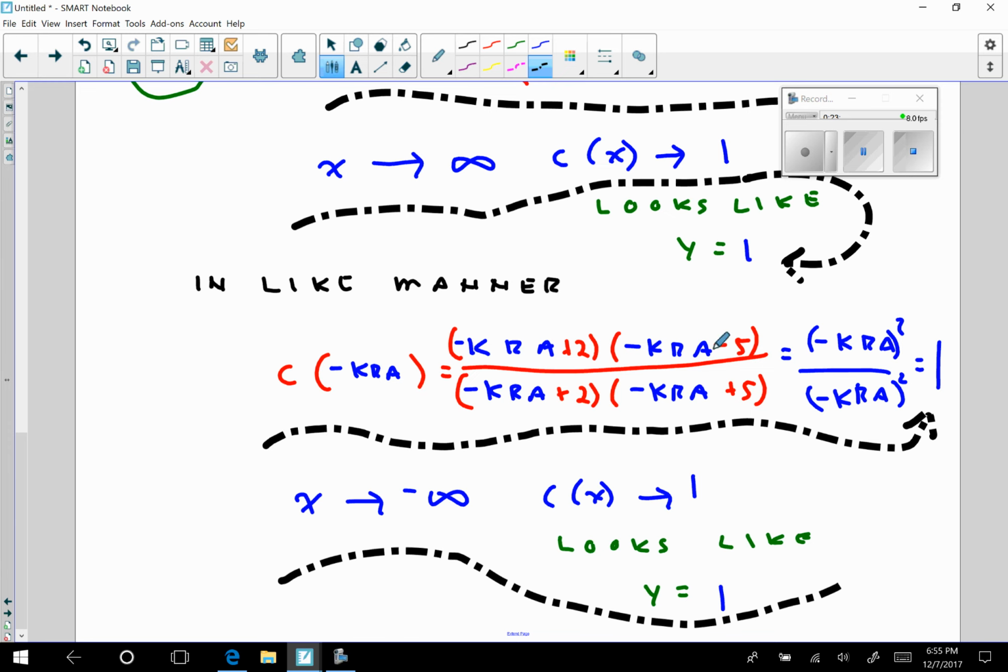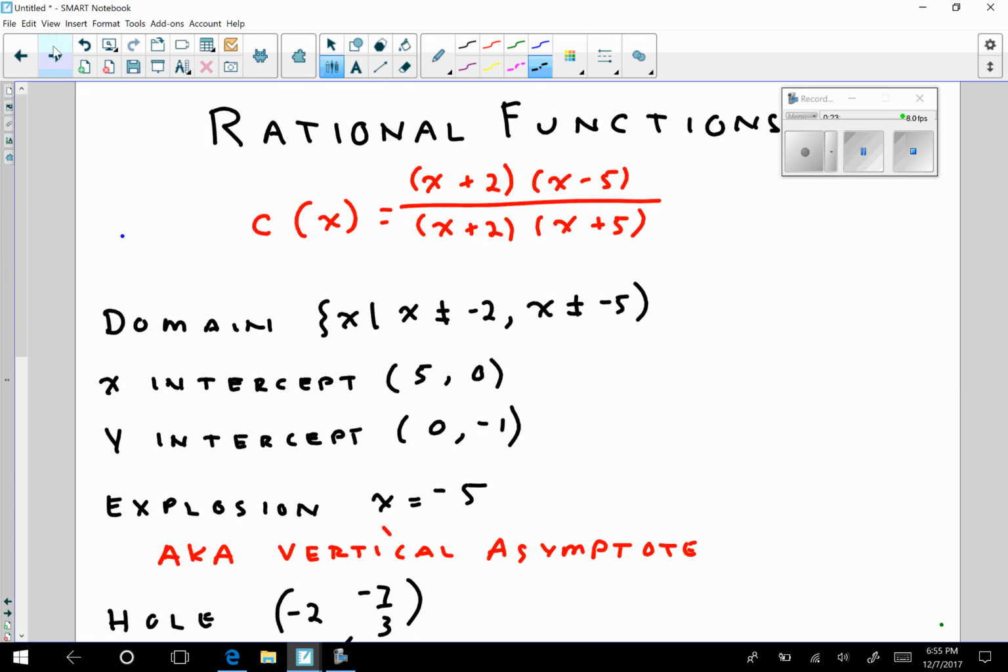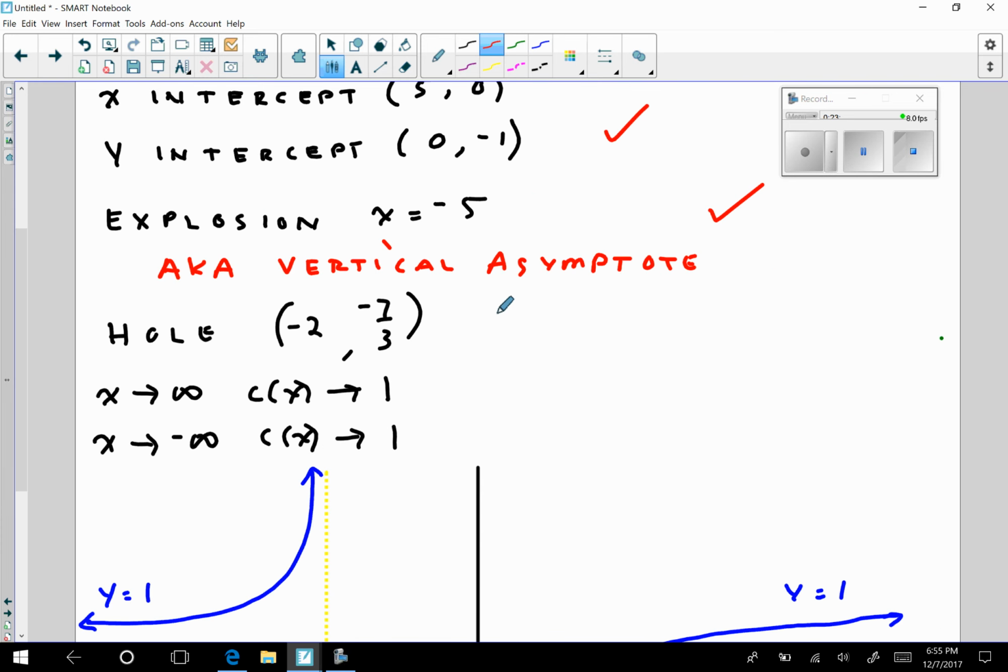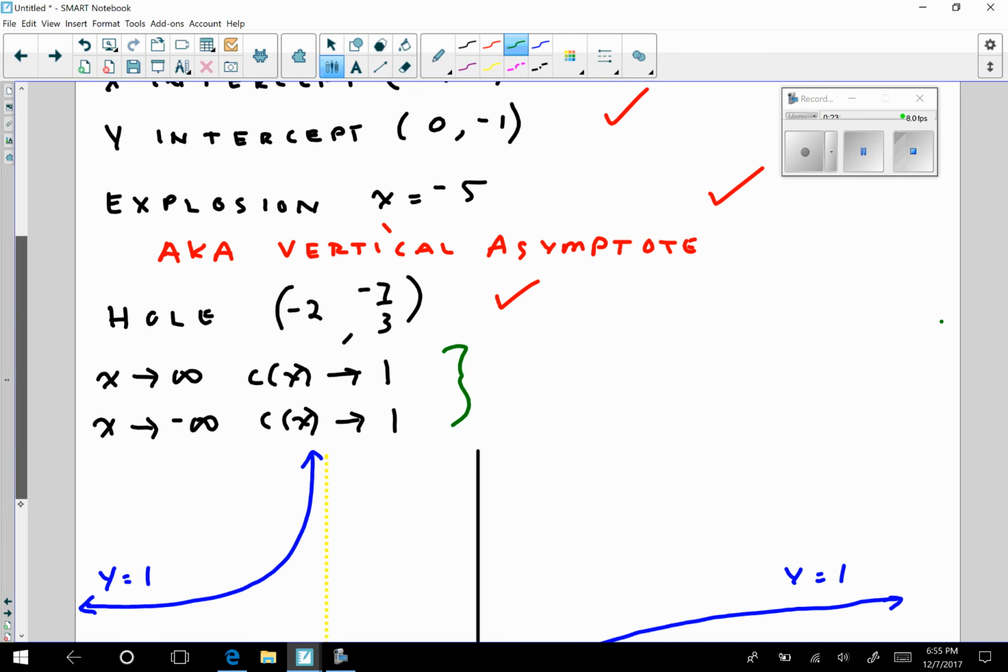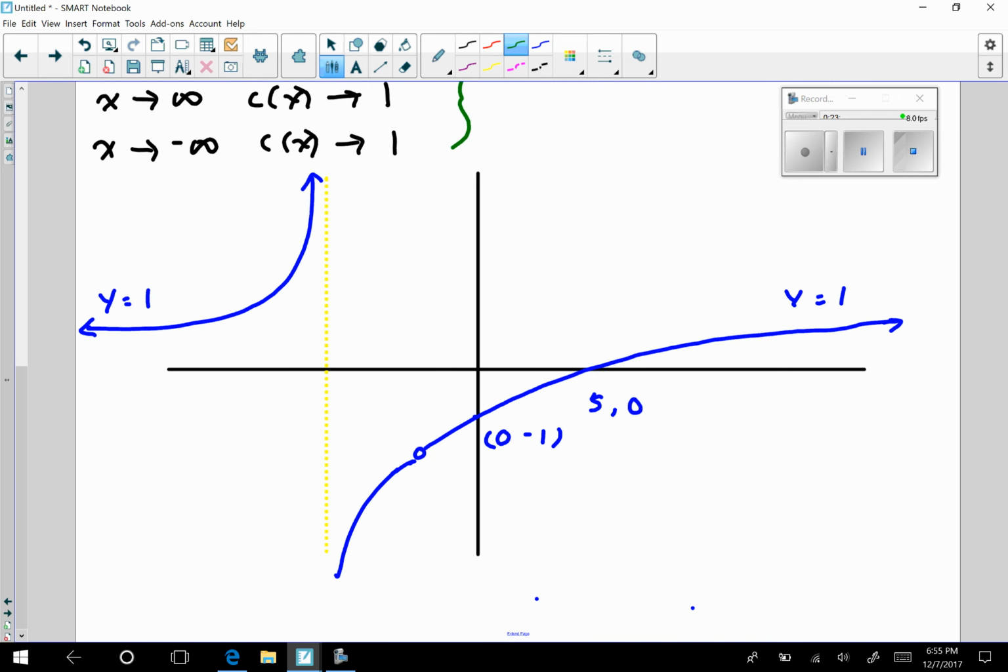And let's finalize our analysis of this new function, looking at the domain, the x-intercept, the y-intercept, the explosions, this nice thing, the hole, and our end behavior, which goes to 1. And here's the graph of that rascal. Noting, ladies and gentlemen, this hole in the graph.